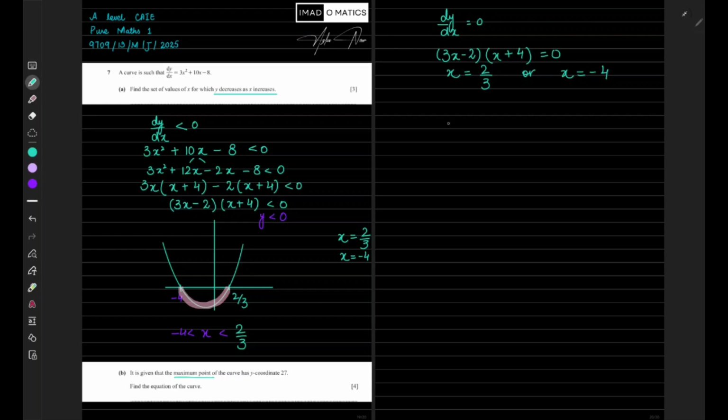So now we know that there are going to be two stationary points, because when you put the derivative equal to 0, you are getting two coordinates of stationary points. So let's check where is the maximum and where is the minimum. So now finding the second derivative to check maximum and minimum.